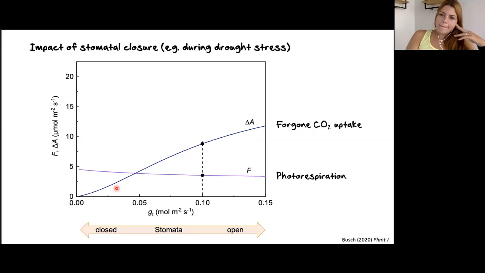And that brings me to my second take-home message, which is that the CO2 lost from photorespiration is not the same as the CO2 that the plant forgoes. They're two very different properties. They're related, but they're not the same value.